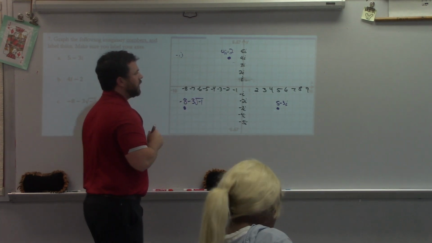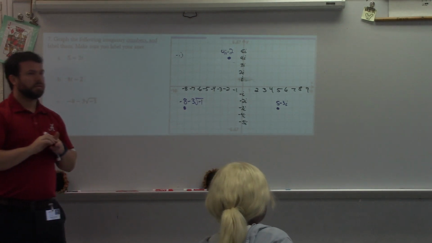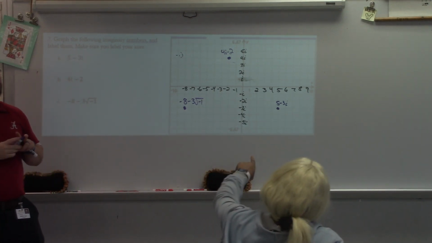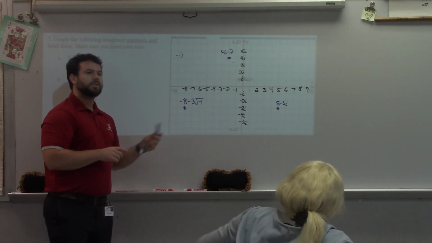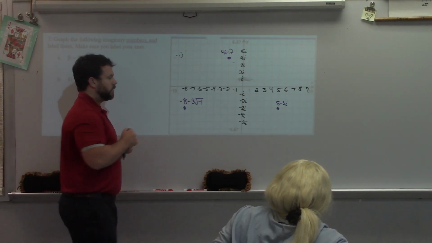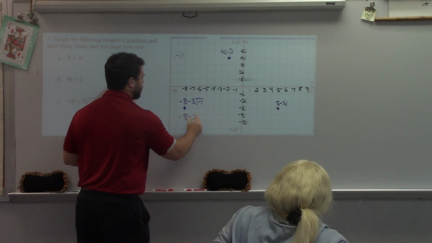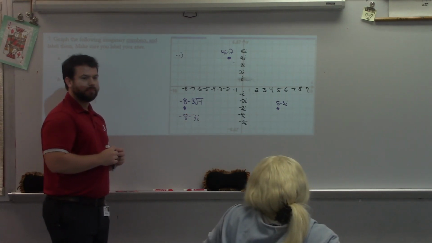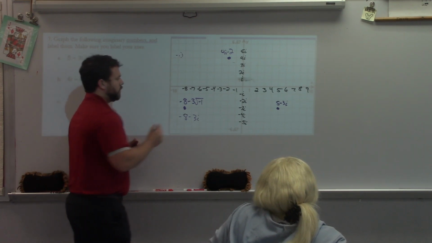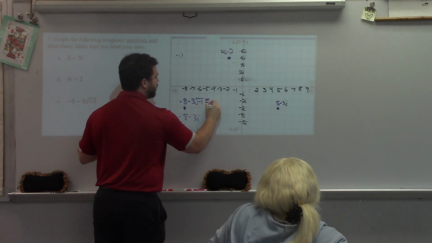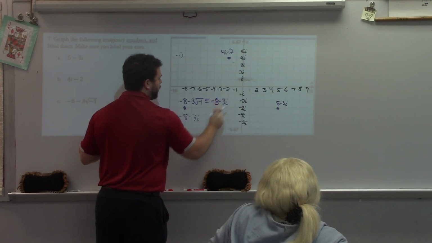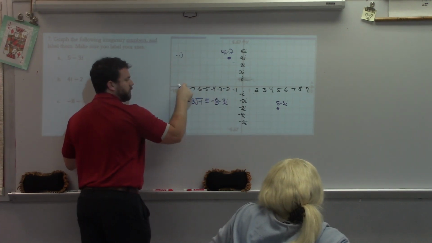Alright, do I need to explain any of those three? Can you explain that one? Yes. It was i squared to negative 1. Alright. So this would just be negative 8 minus 3i. I'm just saying, you gotta shake your head if you didn't understand. This is equivalent to negative 8 minus 3i. So I went to the left 8 and down 3.